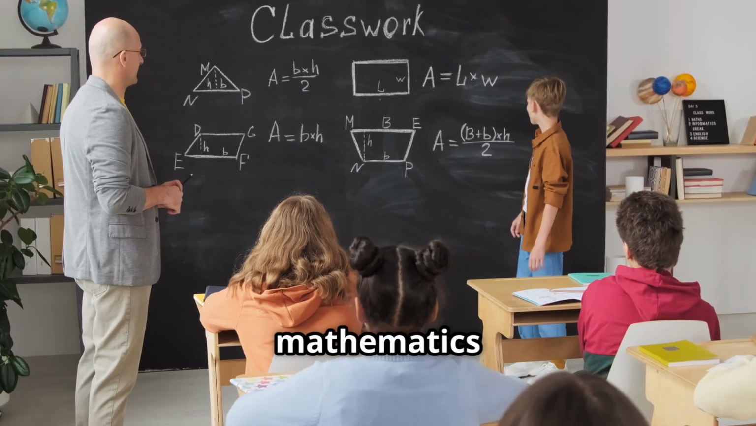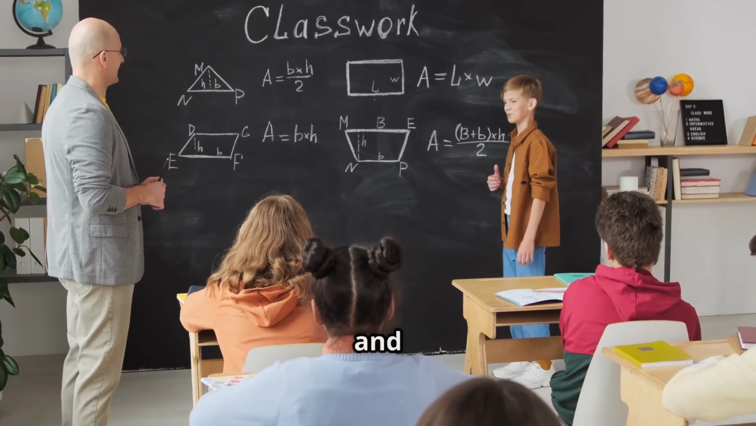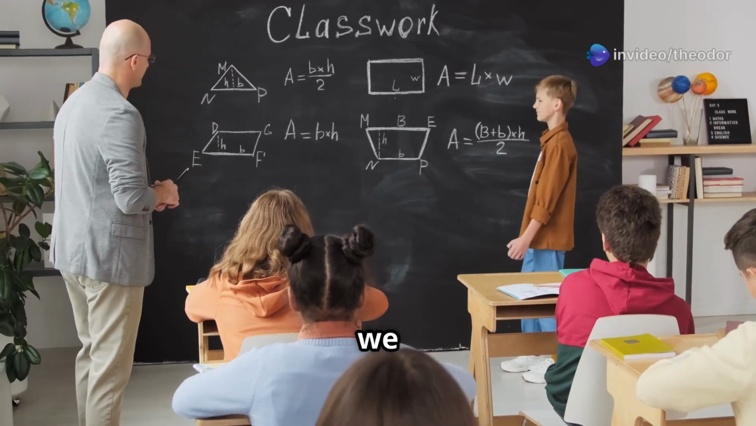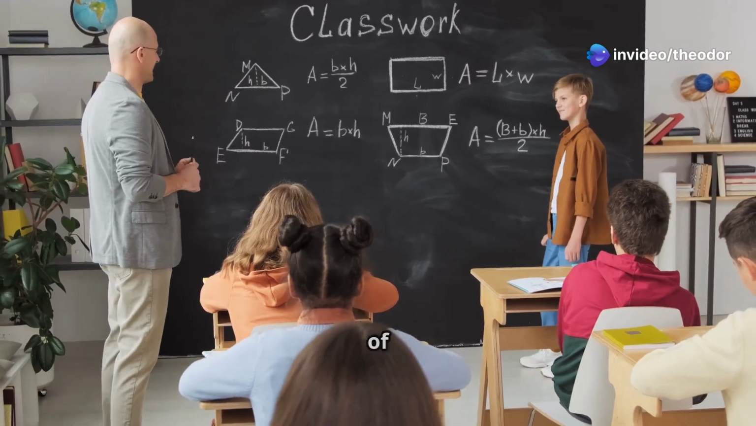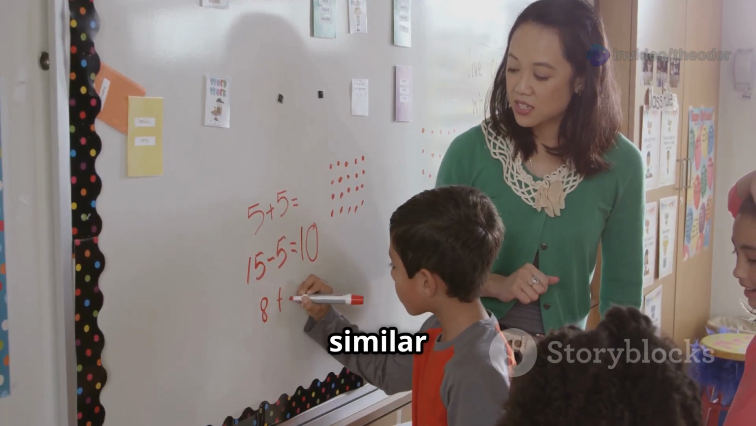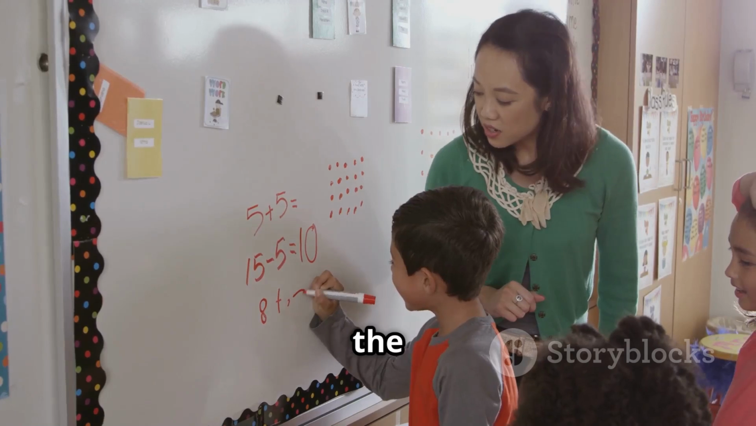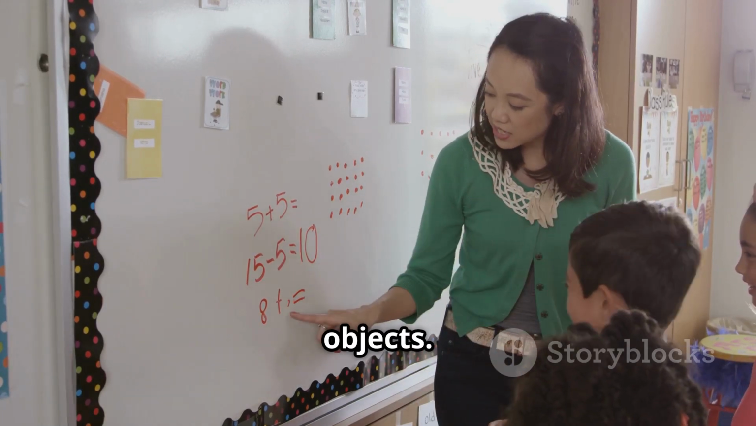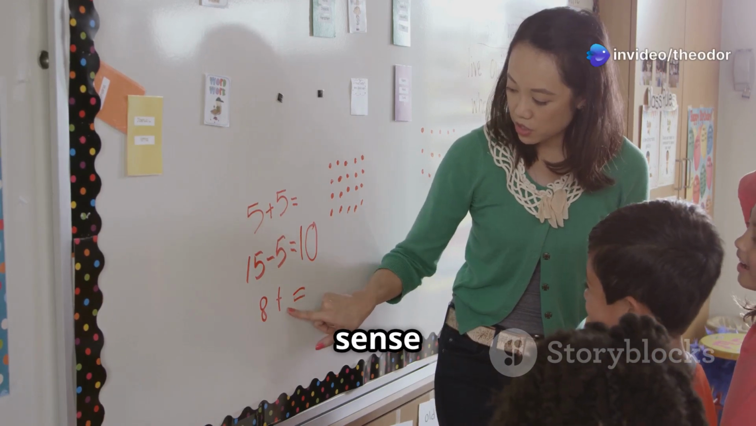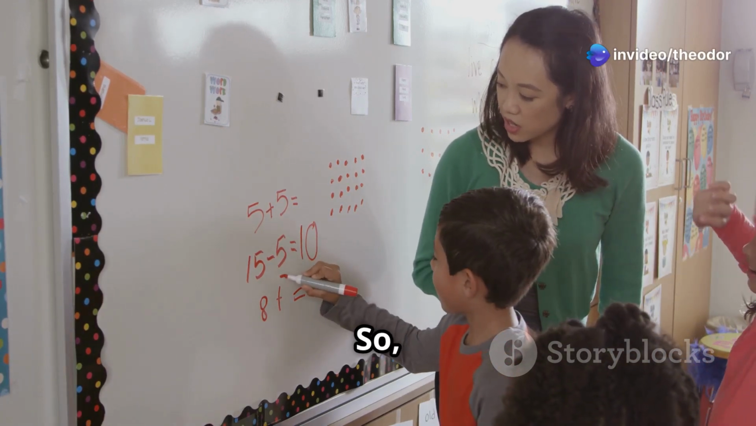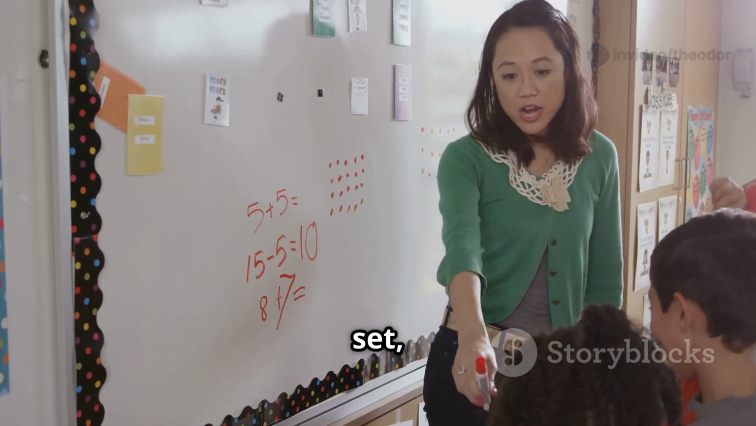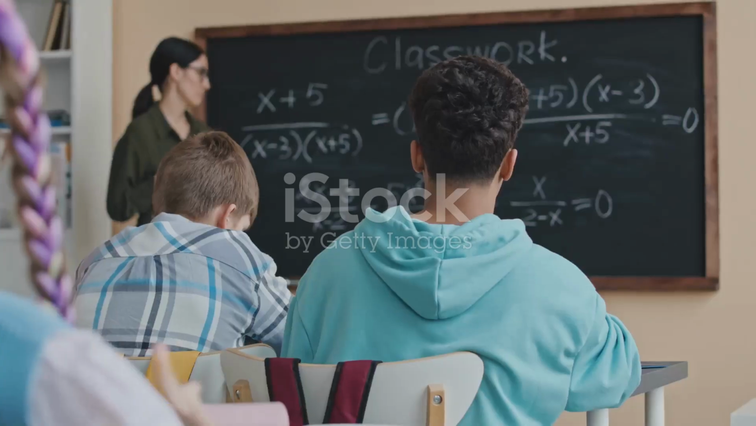Sets are important in mathematics because they help us organize and understand information. By grouping similar objects together, we can study the properties and relationships of these groups in a more systematic way. We use sets to group similar objects together and to study the relationships between different groups of objects. This makes it easier to analyze data, solve problems, and make sense of the world around us. So the next time you organize your collection, remember that you are creating a set, just like in mathematics.